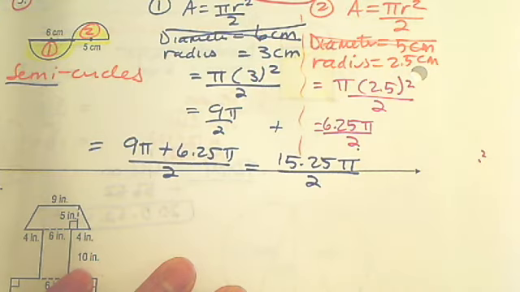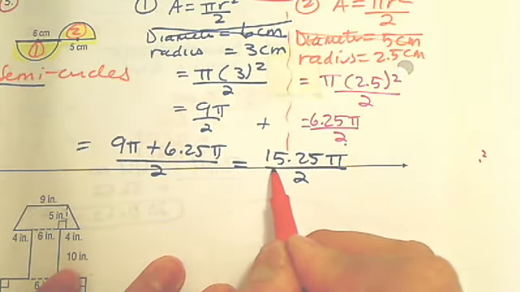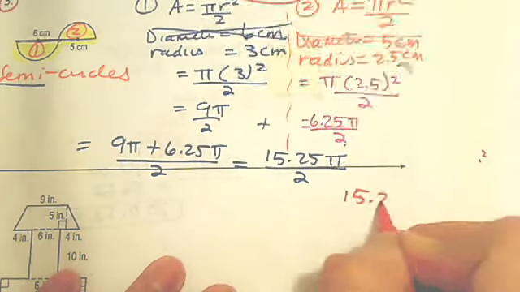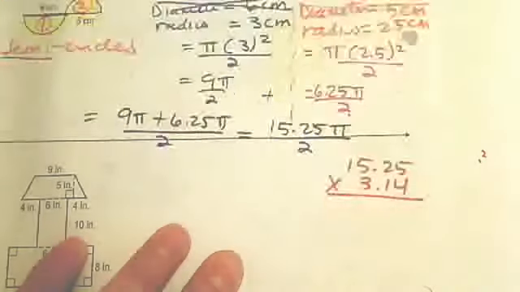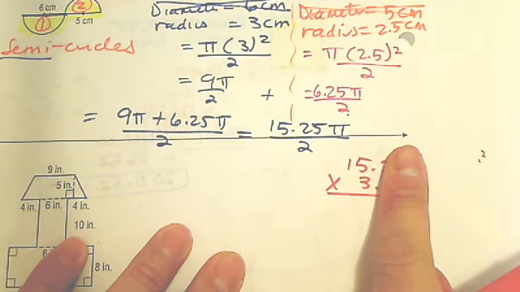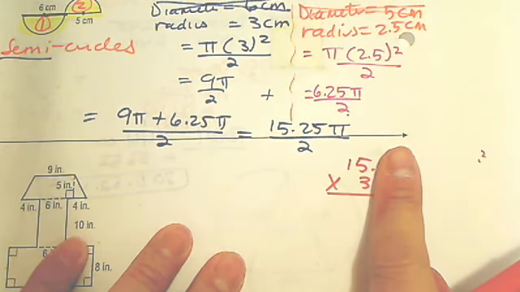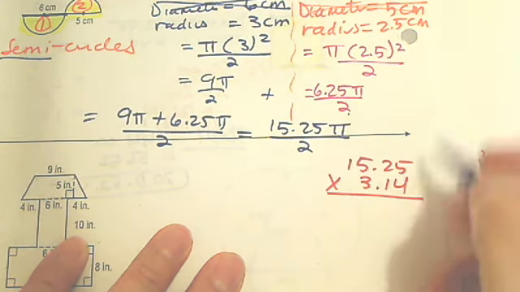2 more steps. I have to now multiply 15.25 times 3.14. I multiply those together. Students, if I take my finger and cover up the decimals, 15 times 3 is 45. So your answer needs to be around 45. So we're going to multiply that.